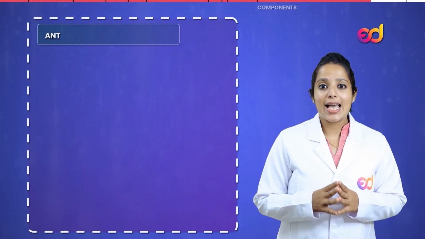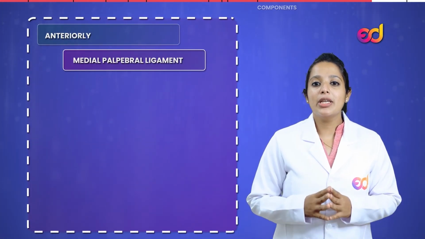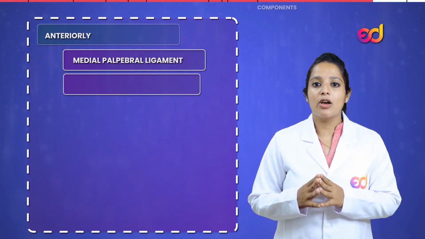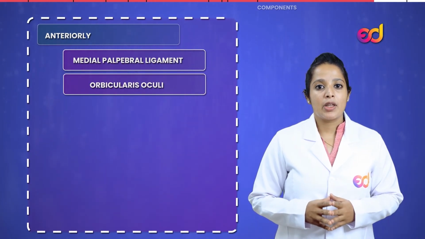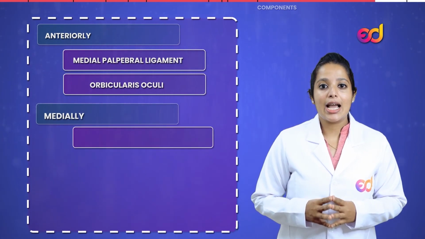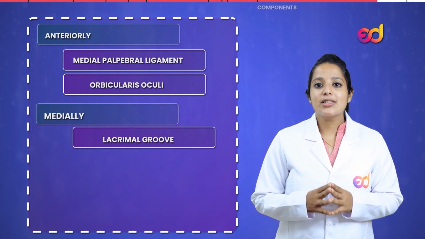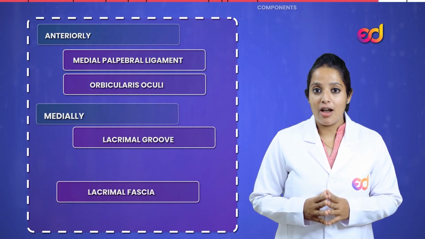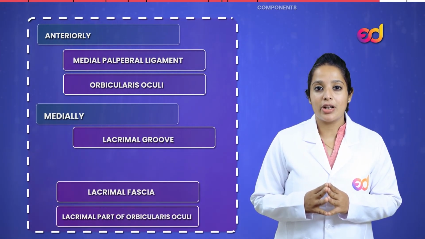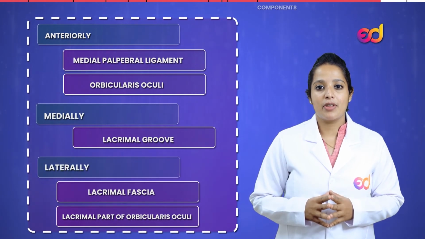The sac is anteriorly connected to the medial palpebral ligament and the orbicularis oculi. Medially, the lacrimal groove separates it from the nose, and it is related to the lacrimal fascia and the lacrimal part of the orbicularis oculi laterally.